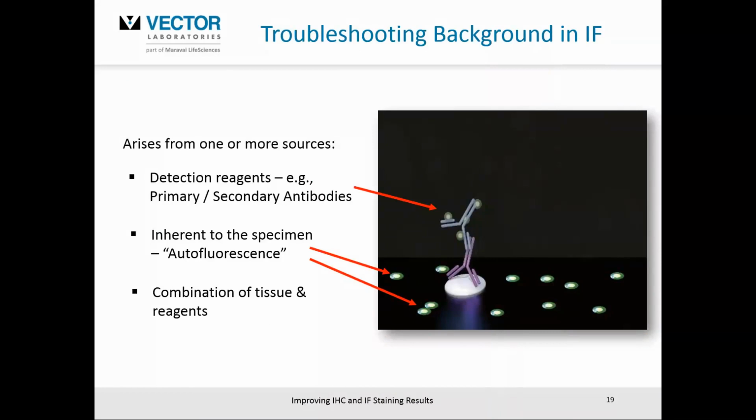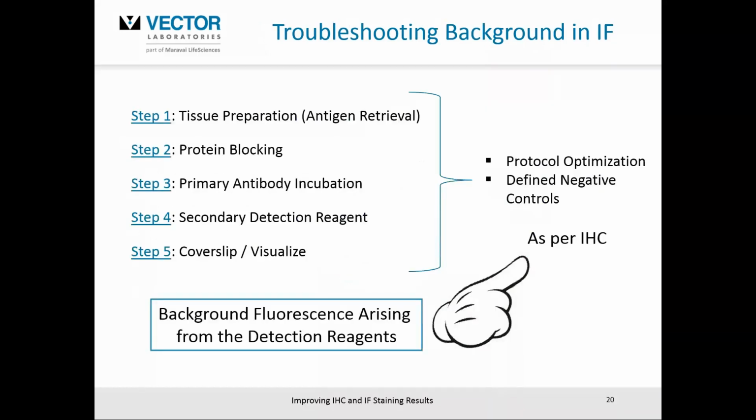Okay, let's pivot now over to immunofluorescence. Certainly background is something that also does happen in immunofluorescence, and it may be arising much the same as in immunohistochemistry, from the detection reagents. It might be endogenous to the tissue, or a combination of both. Let's revisit this particular workflow we looked at for immunohistochemistry. It's a little different from immunofluorescence, obviously using not enzyme-based reagents but a fluorophore. But certainly it presents the same sort of approach to do these defined negative controls.